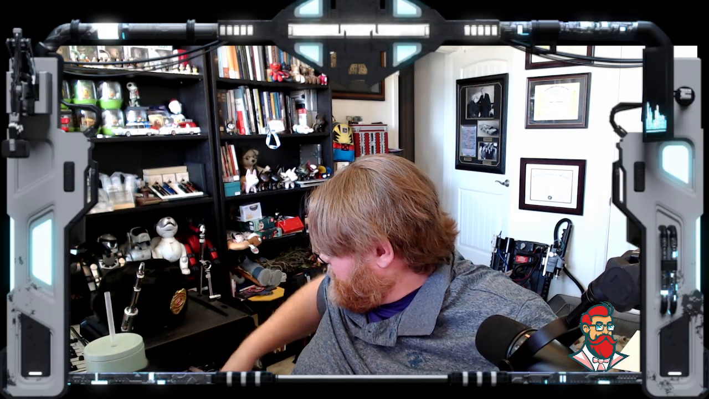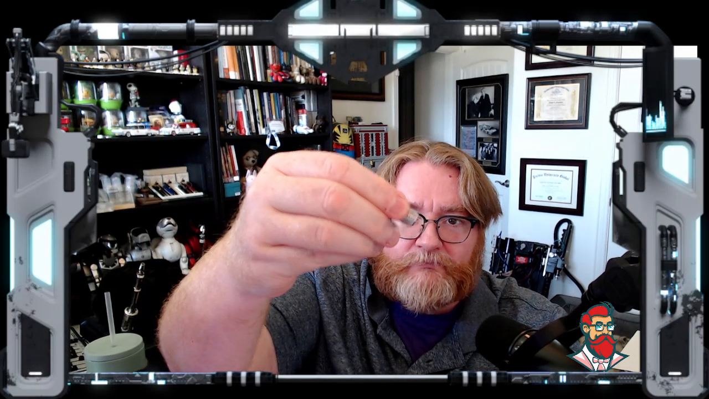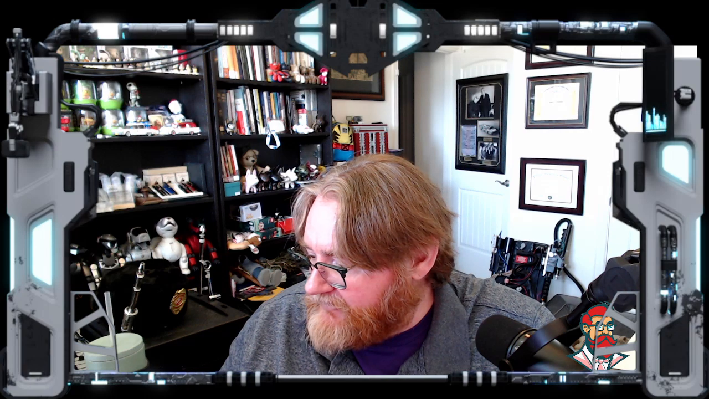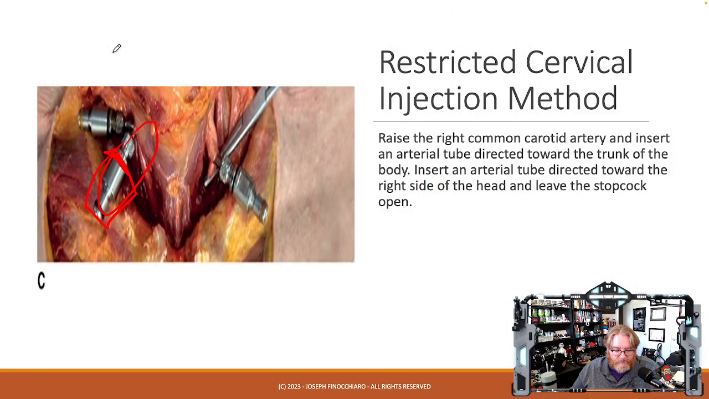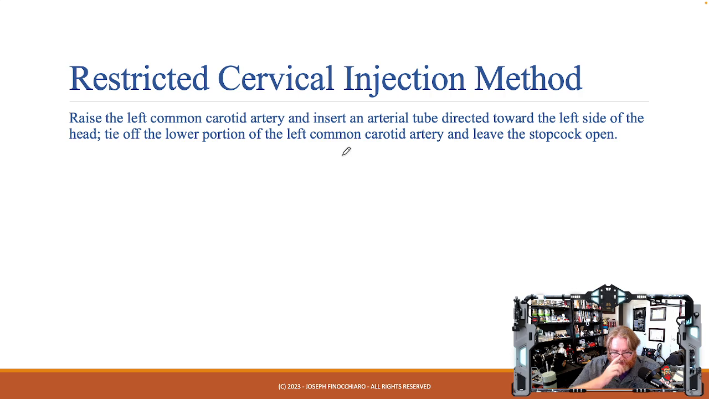So in this case, what are we looking at? Well, all that they're doing is they have essentially put the arterial tube in and just left the bottom open so it can drip out. Serves the same thing. The moral of the story is you want that end of the arterial tube completely unobstructed. You insert your drainage instrument into the right internal jugular vein directed towards the heart. Raise the left common carotid artery and insert an arterial tube directed towards the left side of the head, and then you close the lower portion.